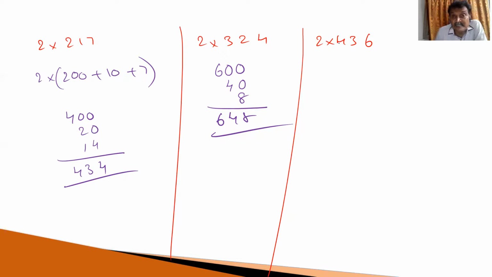2 times 4, that is equal to 8. 2 times 400, that is equal to 800. So you need to write down 8 in the leftmost place. 2 times 3, that is equal to 6. 2 times 30, that is equal to 60. So 6 is in the tens place. 2 times 6, that is equal to 12. 12 is nothing but 10 plus 2. So you need to write down 2 in the unit place and 1 in the tens place. So what is the answer? 872, which is the required answer.